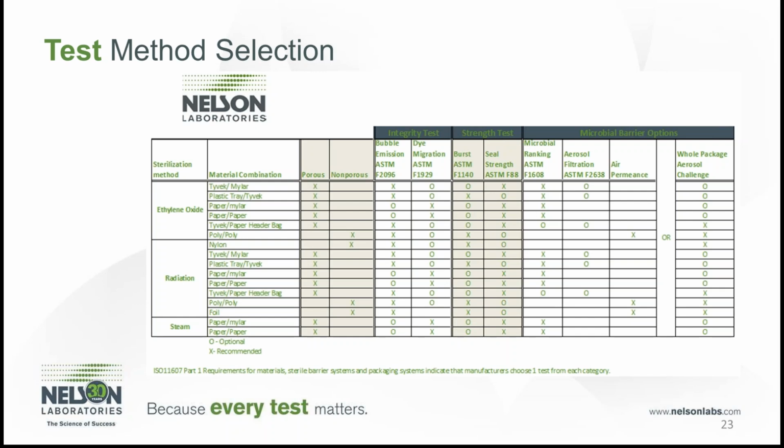One question that we see quite often is, what if I have this historical validation and in it we have dye migration instead of bubble emission? Can I use the dye migration test instead of the bubble emission test? And the answer is obviously yes. The recommendations that we have listed here are what we have seen from successful FDA submissions. Obviously, if you've got procedures or historical data or other things to indicate a different test than what we have recommended, we can make those adjustments for you.